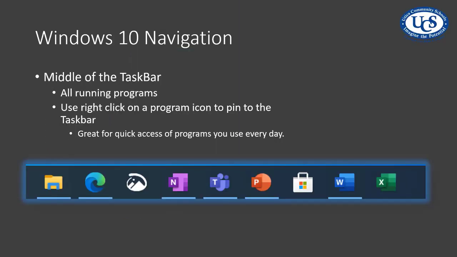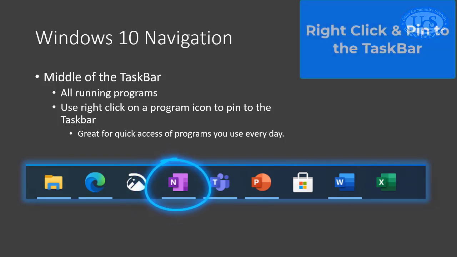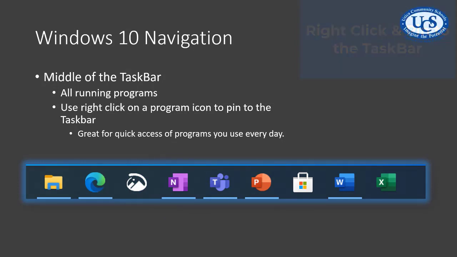In the middle of the taskbar, you will see all of the programs that are currently running. Here's a helpful tip to save you some time. For programs that you use every day, you can pin them to the middle of the taskbar for quick access. While a program is running and you can see its icon in the taskbar, right-click on it. A menu will open. Choose Pin to Taskbar. Now, when you close the program, the icon will stay on the taskbar for easy access.